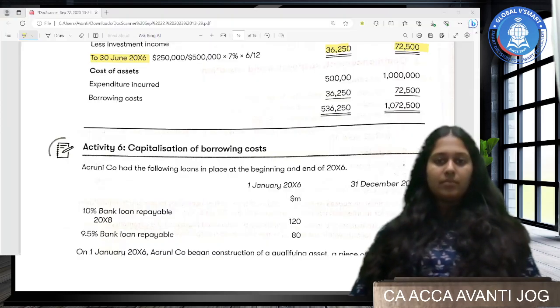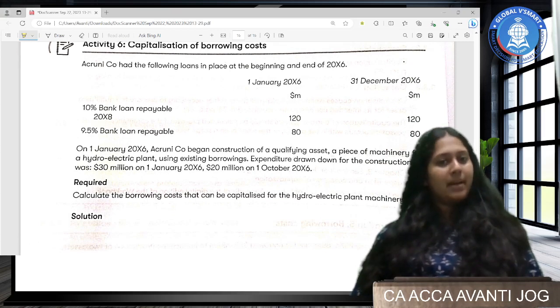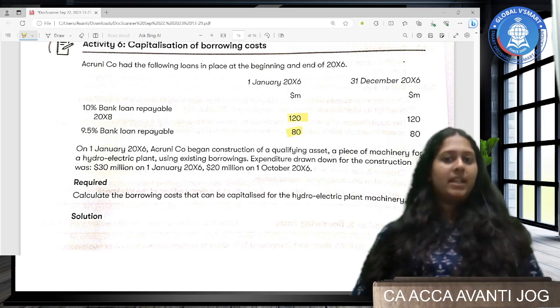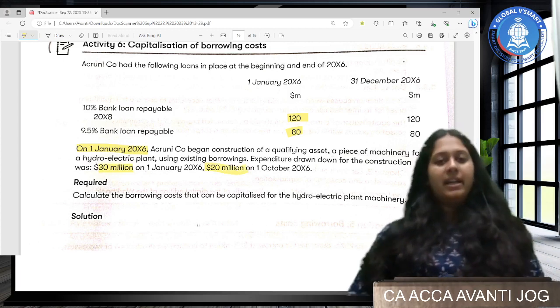Right? Alright. Now, what do we do when we use two or more loans for the same asset? जैसे यहाँ पे 1st जनवरी या 31st दिसंबर में एक 10% का लोन ऑलरेडी ले लिया है और एक 9.5% का लोन ले लिया है. दोनों का अमाउंट अलग है. कंस्ट्रक्शन स्टार्ट हुआ 1st ऑफ जनवरी को. क्वालिफाइंग एसेट है. एक्सपेंडिचर इज 30 मिलियन ऑन 1st ऑफ जनवरी एंड 20 मिलियन ऑन 1st ऑफ अक्टूबर. ओके, सो हाउ डू कैलकुलेट द बोरिंग कॉस्ट?